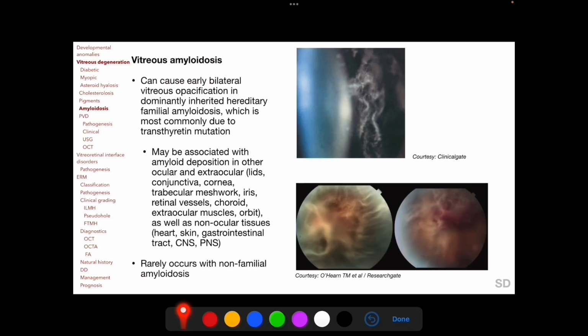Vitreous amyloidosis can cause early bilateral vitreous opacification in dominantly inherited hereditary familial amyloidosis, which is most commonly due to transthyretin mutation. It may be associated with amyloid deposition in other ocular, extraocular, and non-ocular tissues. Vitreous involvement occurs very infrequently in non-familial amyloidosis.